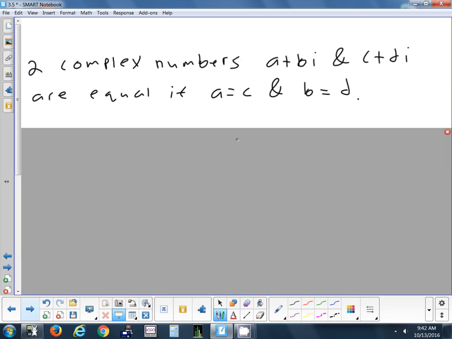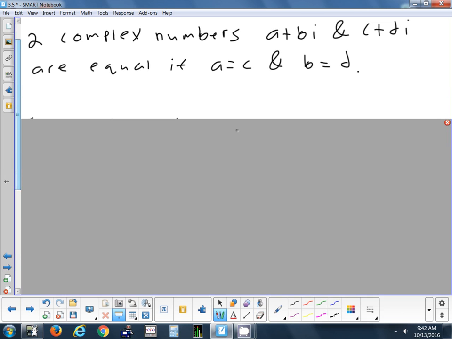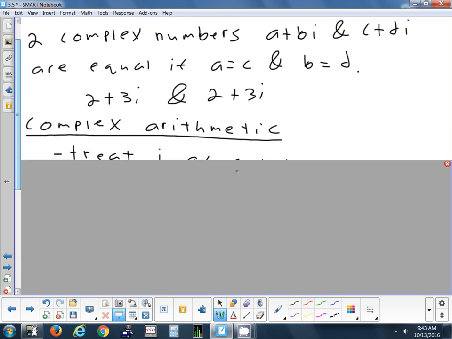All right, that's not too important. You really don't have to write that down, but it's just saying 2 complex numbers are equal if the real parts match and the imaginary parts match. These are not equal. Part of them is equal. The real parts match, but in order for 2 complex numbers to be the same, both the real part and the imaginary part have to match.